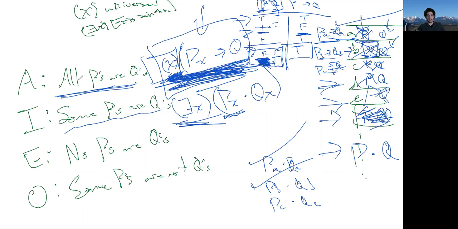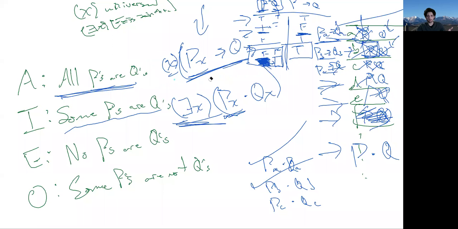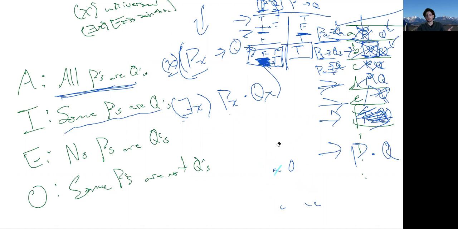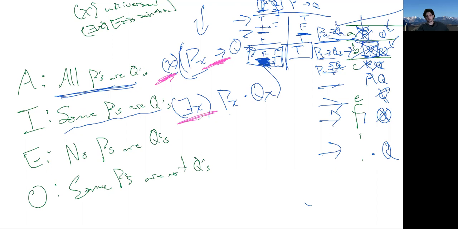So if you're going to say everybody is a certain way, we use the universal, and more to the point, we don't just use the universal. We always pair that universal with the conditional. And if we're doing an I statement, we pair the existential with the conjunction. So if I want to say all Americans eat cheese, I say for every X, if you're an American, then you eat cheese.